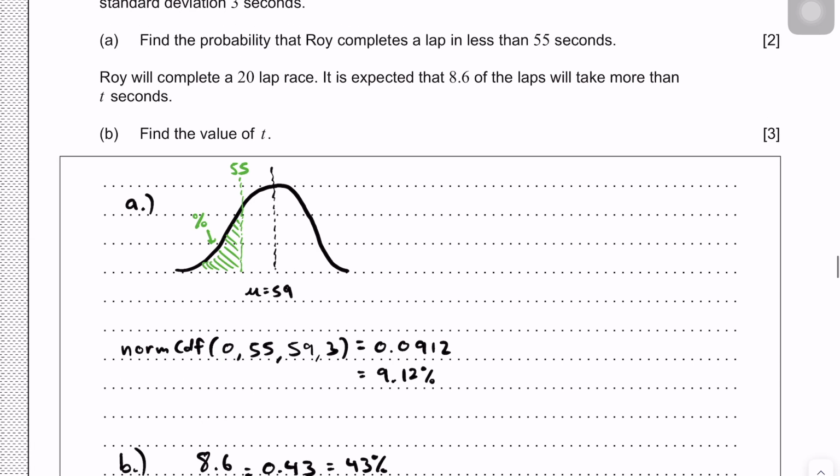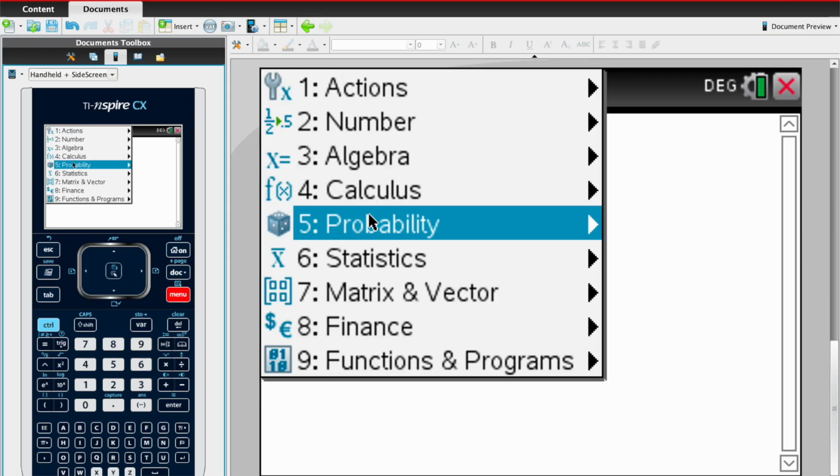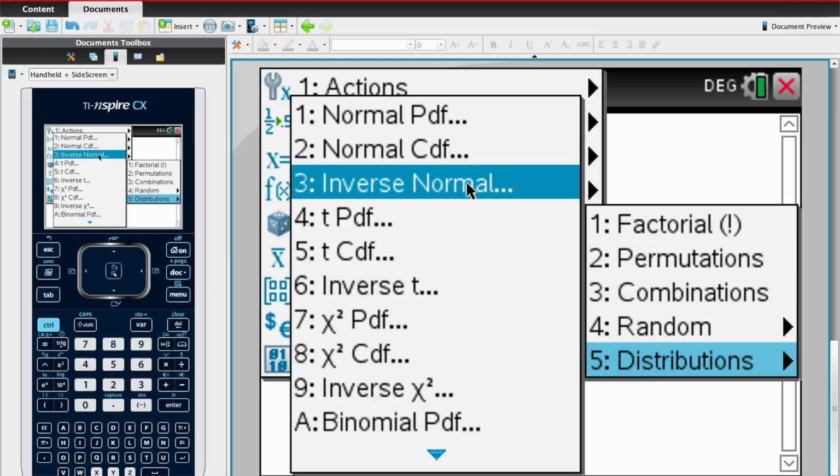So in the first case, they gave us a cutoff point, and they asked us to find the percentage under the curve. And that was norm CDF. Here, we have the percentage, and we're asked to find the cutoff point. So 8.6 of the 20 laps take longer than some value of t. 43% take longer than t. And we need to find, well, what is this cutoff point? Okay, so let's go in. We'll run inverse normal here. And there's one final thing to be mindful of, but I'll show you that once we get to the calculator screen itself. Okay, so let's go menu, probability, distributions. Here we want inverse normal.